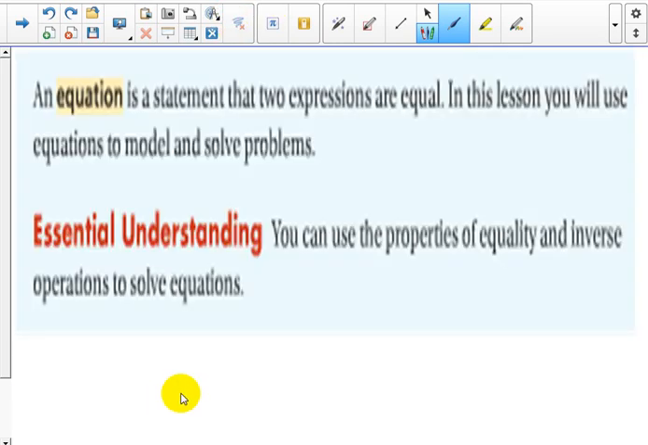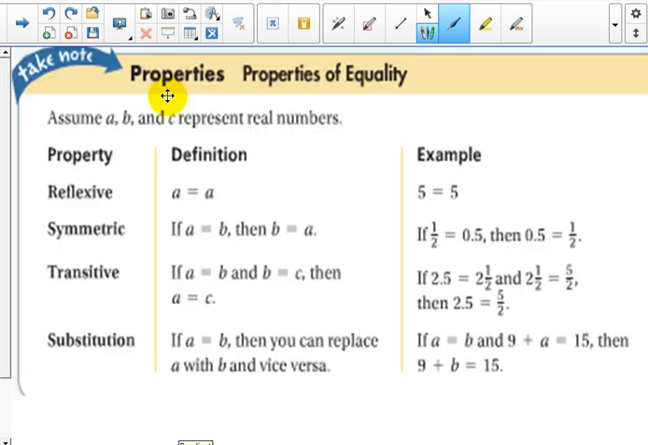So again, the formal definition of an equation is just a statement that 2 expressions are equal. In this lesson, we're going to use equations to model and solve problems. There's many properties of equality and inverse operations that we're going to use to solve these. And these are things that are just review, so I'm not going to spend a lot of time, but if you want to watch the video at home, pause and read over these, you may.